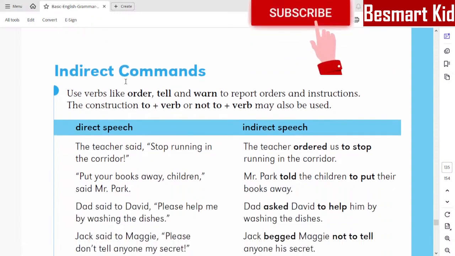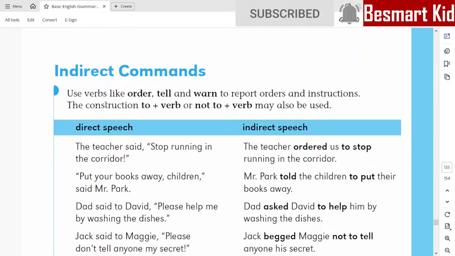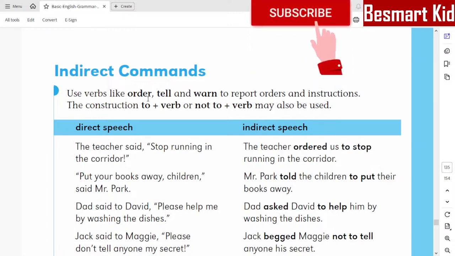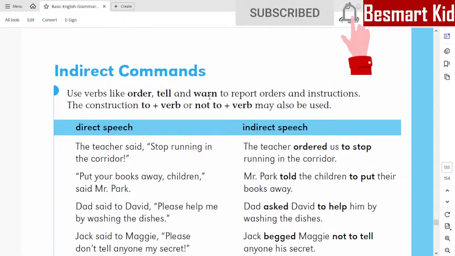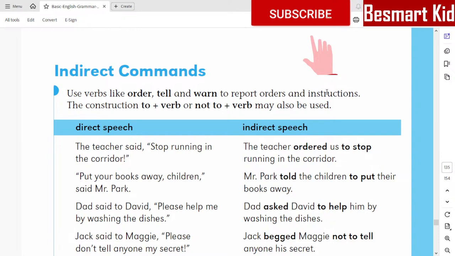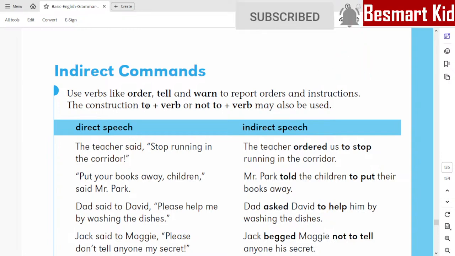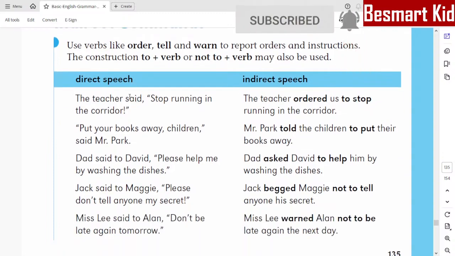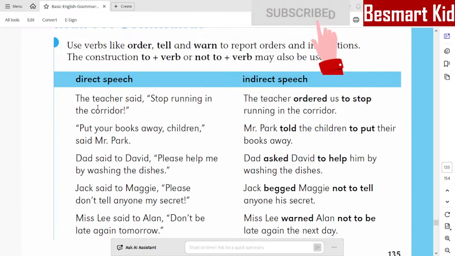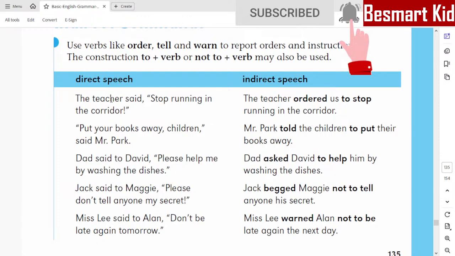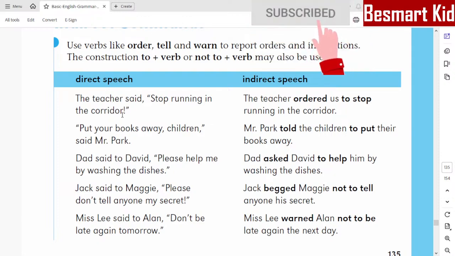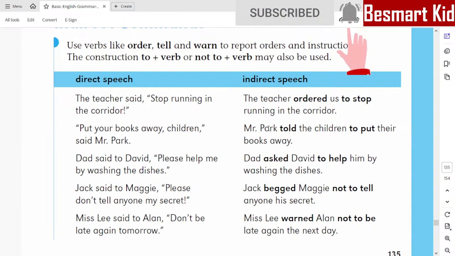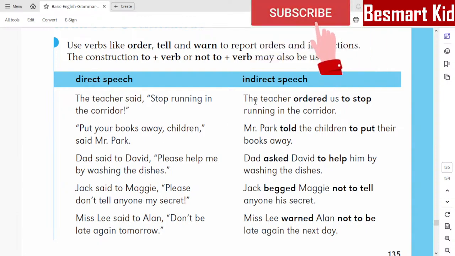Now we have indirect commands. Use verbs like order, tell, and warn to report orders and instructions. The constructions are to plus verb or not to plus verb. Ask and beg may also be used. Here we have direct speech and here we have indirect speech. The teacher said, "Stop running in the corridor." The teacher ordered us to stop running in the corridor.